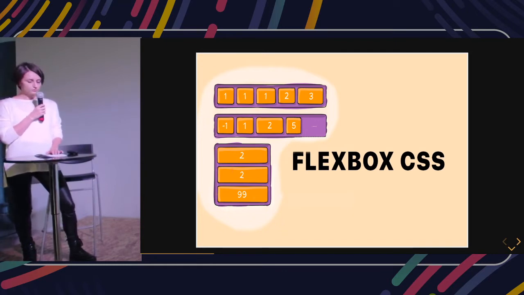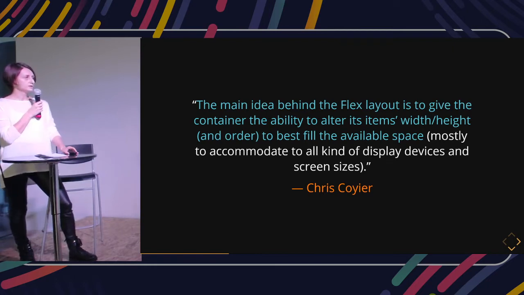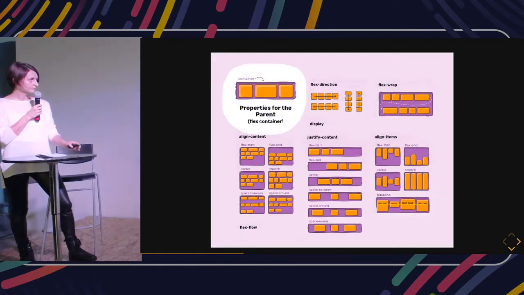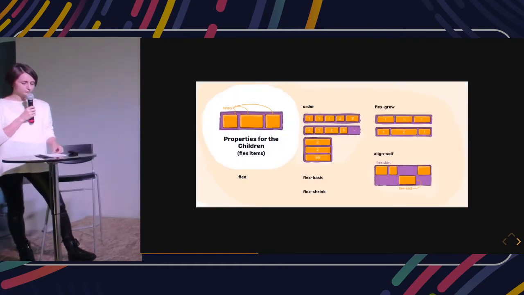The flexible box module was designed as a one-dimensional layout model and as a method that could offer space distribution between items in an interface and powerful alignment capabilities. The main idea behind the Flex layout is to give the container the ability to alter its items' widths and heights in order to best fill the available space, mostly to accommodate all kinds of display devices and screen sizes. To make an element flexible is easy. We should only set the property flex or inline-flex. On this slide, there are a few terms related to the flex layout model for the parent block. The following slide shows the properties for the child elements.